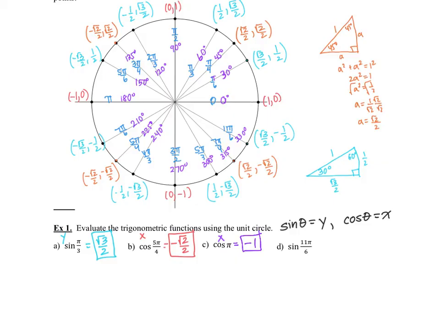Let's try one more. Okay, the sine of 11 pi over 6. Remember, the sine is going to be the y-coordinate while it's on the unit circle. So let's find 11 pi over 6. Here's 11 pi over 6. The sine of 11 pi over 6 is going to match the y-coordinate. So the sine of 11 pi over 6 is -1/2.